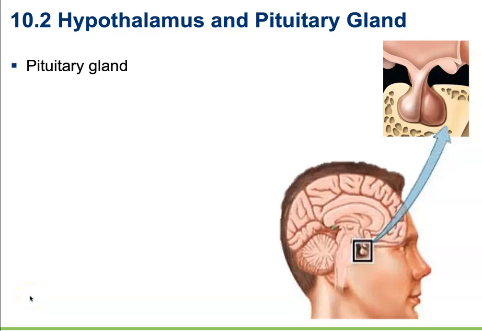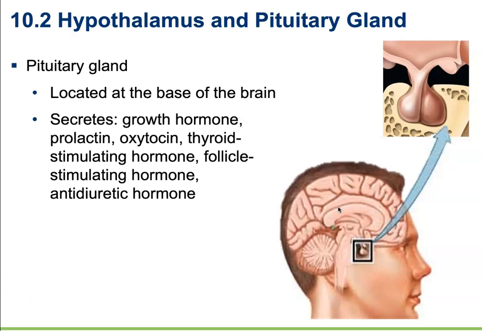All right, so we're going to start off with the pituitary gland. The pituitary gland is located at the base of the brain and is roughly the size of a pea. Super, super tiny. This tiny little gland is responsible for secreting 8 different hormones. It's going to secrete growth hormone, prolactin, oxytocin, thyroid stimulating hormone, follicle stimulating hormone, antidiuretic hormone, and so on.